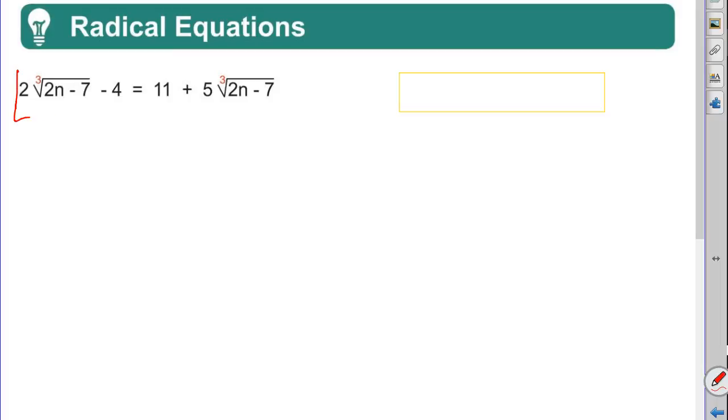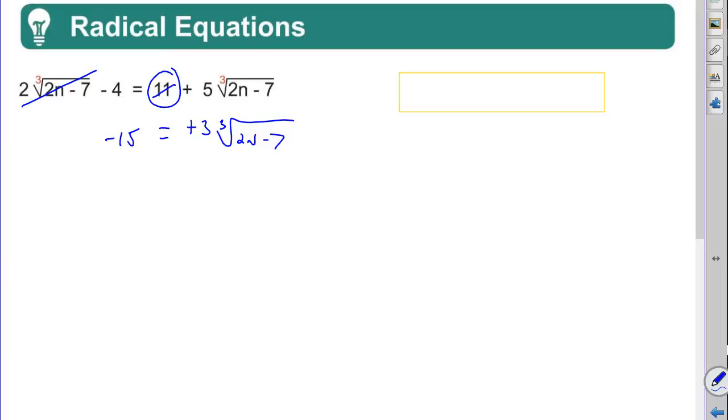All right, so look, there's two of them, right? There's two of them on the left and five of them on the right. So let's add a negative two of them to both sides. And hopefully that makes sense. So on the right hand side, I'm going to have plus 3 times the cube root of 2n minus 7, right? And I just moved them to the other side. And look, I also have to move this 11 to the other side. Let's add a negative 11 to both sides. All right. And so now I'm at negative 15 equals 3 times the cube root of 2n minus 7.